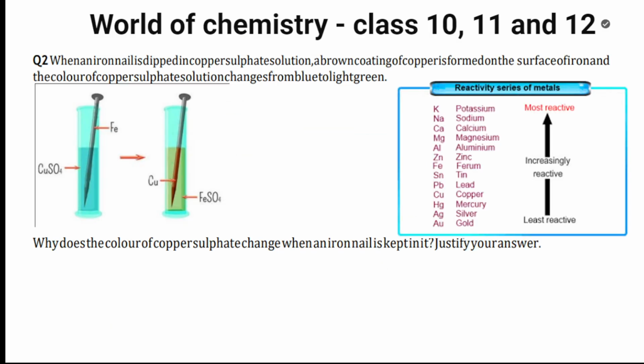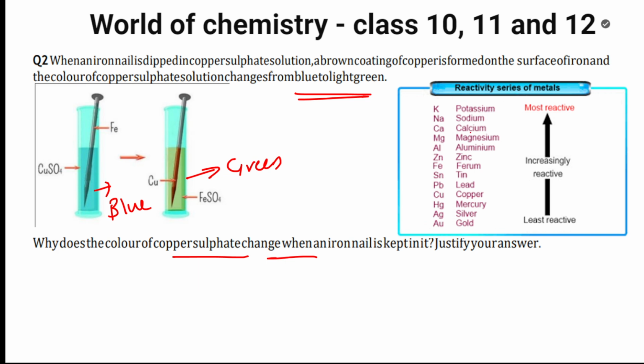What is it? See here. When an iron nail is dipped in copper sulfate solution, a brown coating of copper is formed on the surface of iron and the color of copper sulfate changes from blue to light green. Why does copper sulfate change its color? Earlier, the color was blue. Then the color has become green. Why? When you're dipping the iron nail.